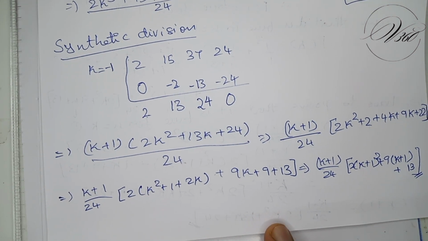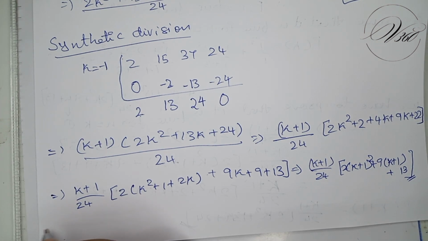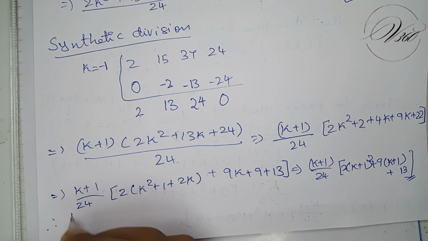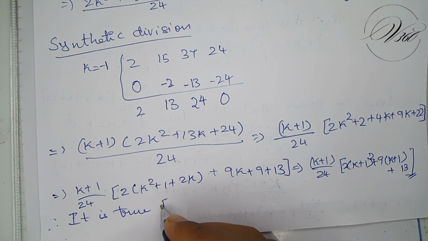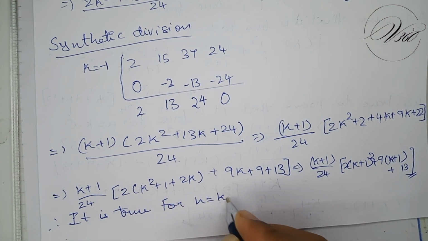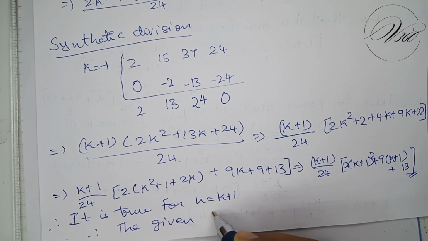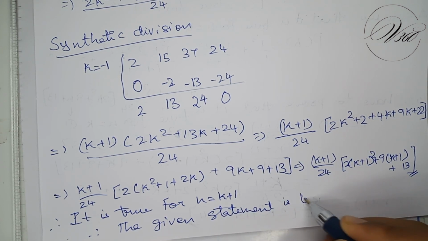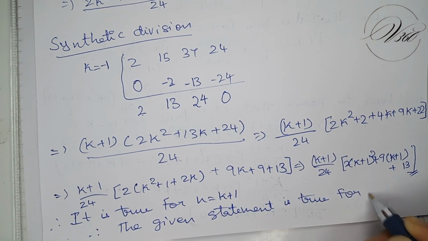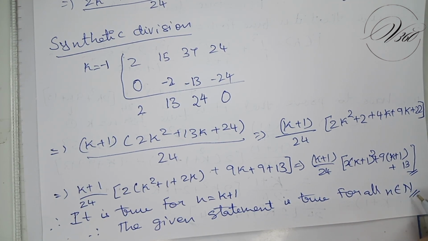Now we'll write the therefore statement. Therefore, it is true for n equals k plus 1, and therefore the given statement is true for all n belonging to capital N, that is, natural numbers.